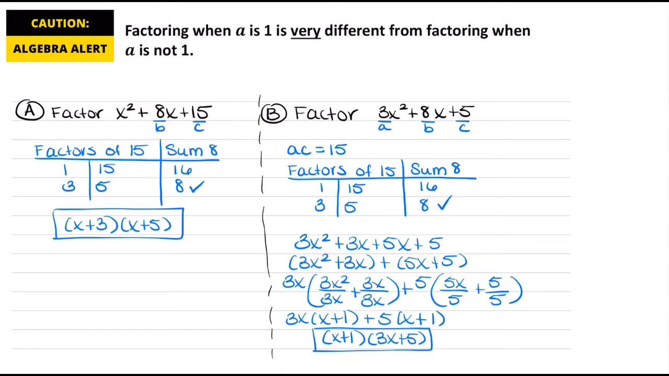Right? So in this case, we get 3 and 5. And then once we figure out that factor pair, we just go ahead and write our factors based on that. Well, factoring when a is not 1 is very different because one important difference that we see here is that we have to find ac, right?